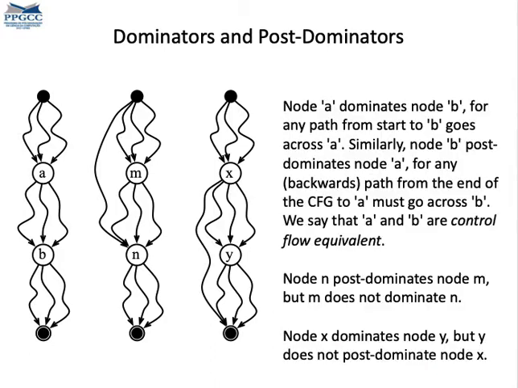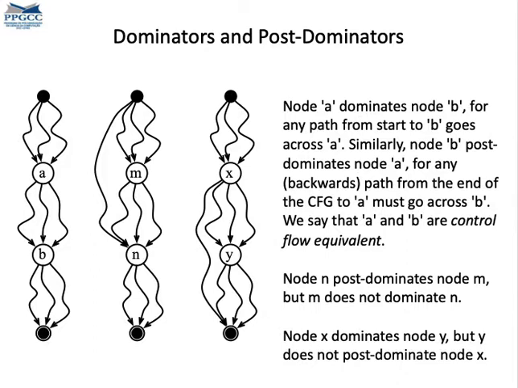In the first case, here, A dominates B and B post-dominates A. We say that they are control equivalent, because if A executes, then B will execute too. In the second graph, N post-dominates M, and in the third, X dominates Y.